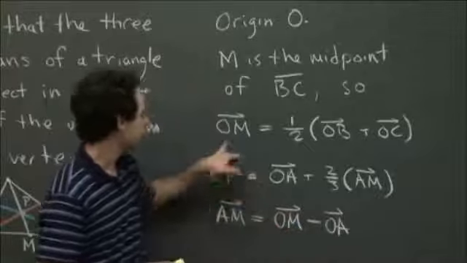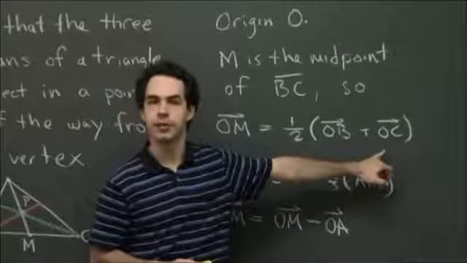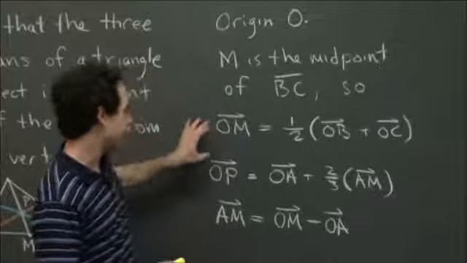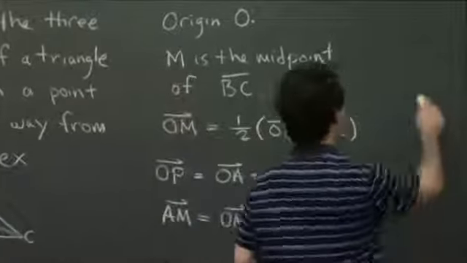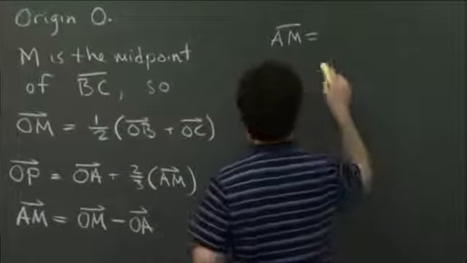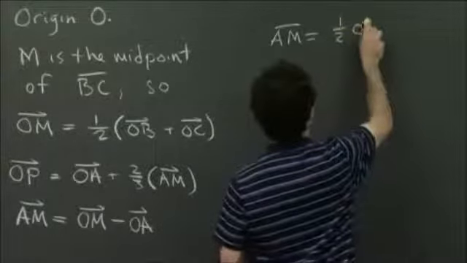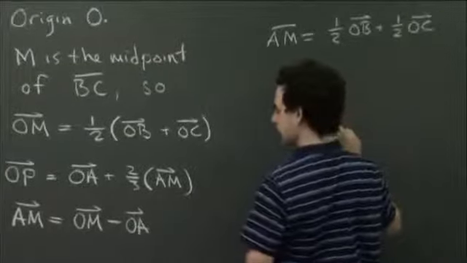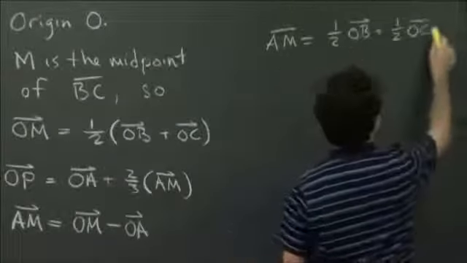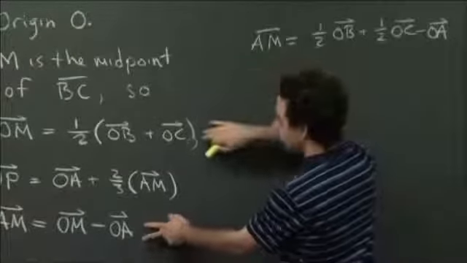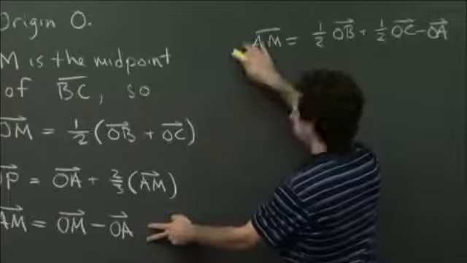And we have an expression for OM here in terms of OB and OC. So that means we can get an expression for AM in terms of OA, OB, and OC. So let's do that. So that's just by substituting from here into here. So if I do that, I get that AM is equal to, so OM is 1/2 OB plus 1/2 OC. And now I just subtract OA. All right, so that's what AM is, putting these two equations together.